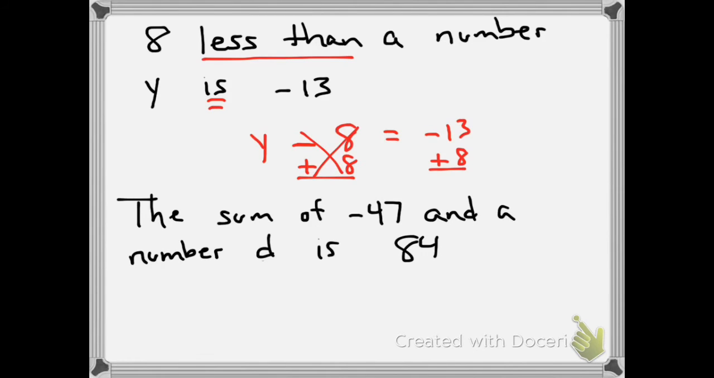All right, so this cancels out. We're left with y equals, well, the signs are different. When we subtract, it's negative 5 because this is the larger number.